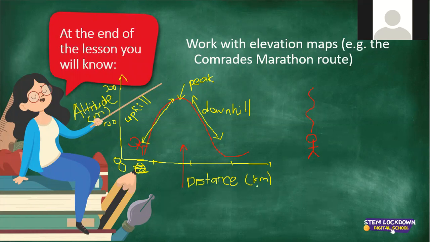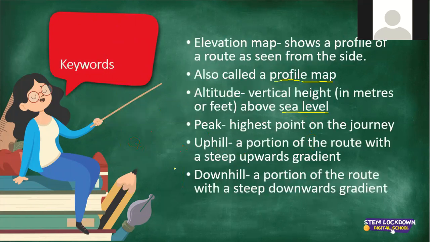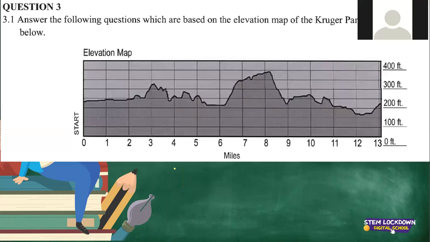Okay. Now that is explained, right? Now let us look at an example. This is from a past paper. It says, under the following questions, which are based on the elevation map of the Kruger Park half marathon, right? So half marathon. Obviously, when you say half marathon, they don't mean you're running half the marathon.